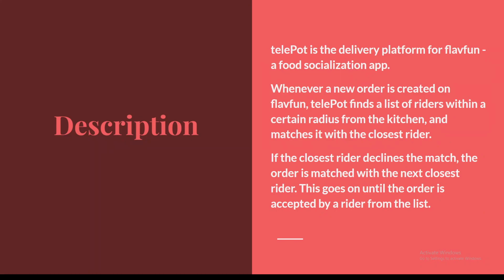So the first rider that will be in the array of riders that will be returned will be the one that is closest to the kitchen based on the Google Map API. So that will be the first rider that will be matched with the order. In case the rider is not interested in accepting the order, the rider will be able to decline that particular order. Whenever the first rider declines the matched order, the order will be rematched with the next closest rider that is being returned from the sorted array of riders that are within a particular radius from that particular kitchen.